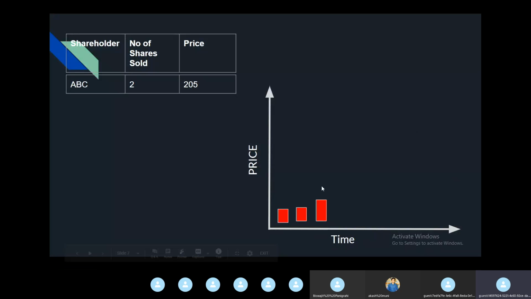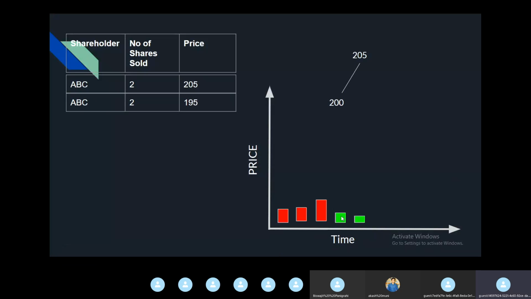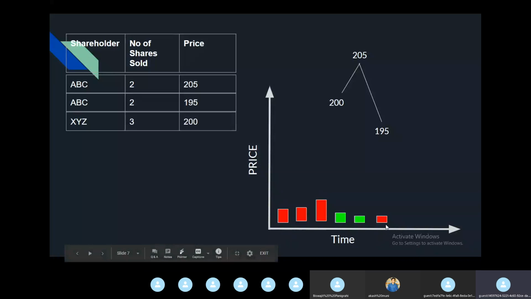Okay. Now let's say ABC has also come and ABC company sold two shares at 205. So previously the share was 200, it moved to 205, and the big institution company called ABC sold at 205. You will see the volume is now very low. Then ABC came again and sold the same number of shares at 195. And you see the volume is still low.